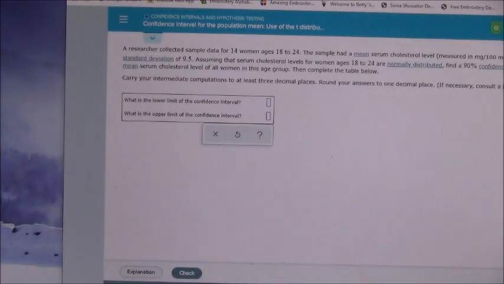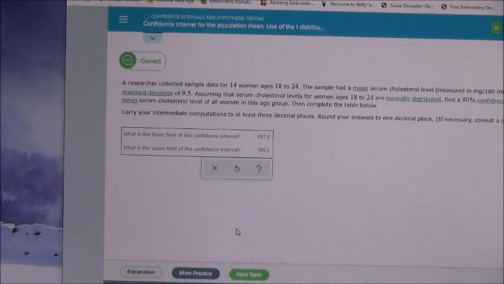And so my lower limit rounded to one decimal place is 187.1. My upper limit rounded to one decimal place, 196.1. And I can check my answer. Again, they're going to have you use the formula, but if you want to double check your answer, if you've got the statistics, you can use your T distribution in order to do so.